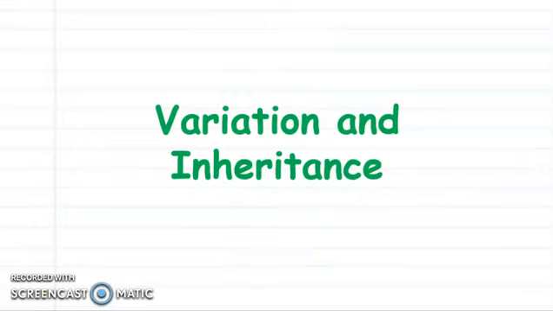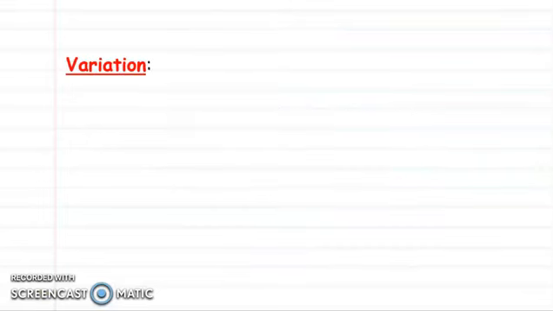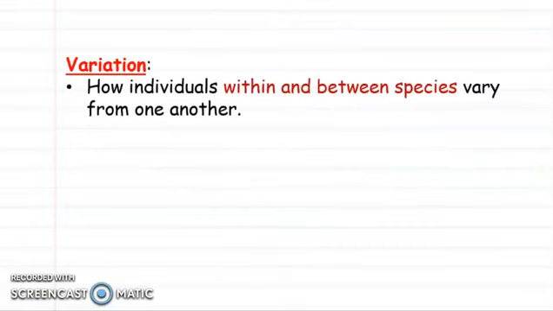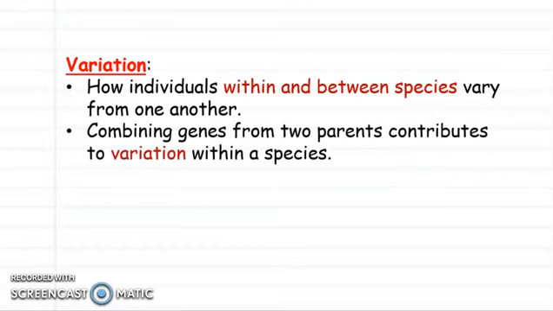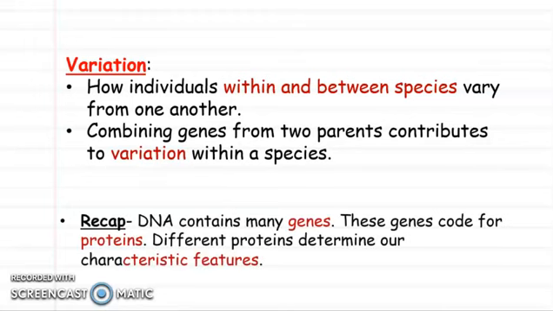Now let us consider variation and inheritance. Variation is how individuals within and between species vary from one another, and combining genes from two parents contributes to variation within a species. Now, just to recap what genes are, DNA contains many genes. These genes code for proteins, and different proteins determine our characteristic features.